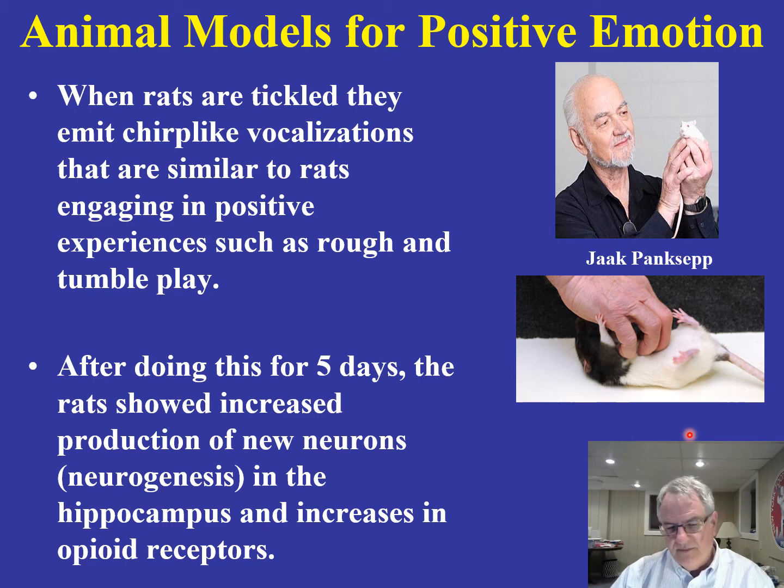So what Panksepp did in this very interesting piece of work was he did this for 5 days, and he stimulated the abdominal area of the animal, and the animal exhibited a lot of chirp-like noises that suggested that it really liked being tickled in that area. And what Panksepp found was that there was a production of a lot of new neurons, something that we call neurogenesis, in the hippocampus. And he also noted that there were increases in opioid receptors within the brain. So here we have, I think, an animal model for studying positive emotion instead of the negative kinds of emotion that ordinarily psychologists have been interested in exploring.